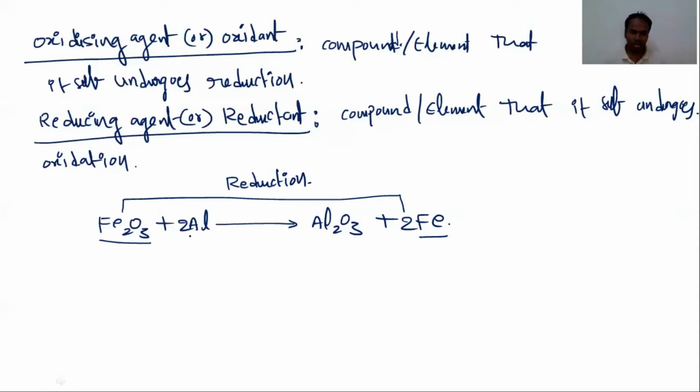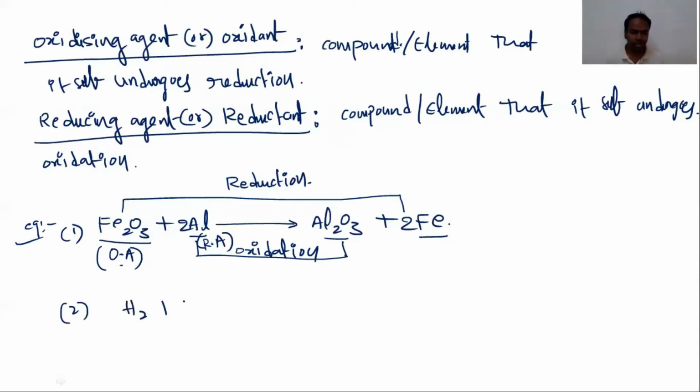If you compare the aluminum, here you may observe addition of oxygen, gain of oxygen takes place, that is called oxidation. Between these two reactants, Fe2O3 and Al, Al undergoes oxidation. That's why Al is the reducing agent, RA means reducing agent. Whereas Fe2O3 undergoes reduction, that's why Fe2O3 is called the oxidizing agent, OA.